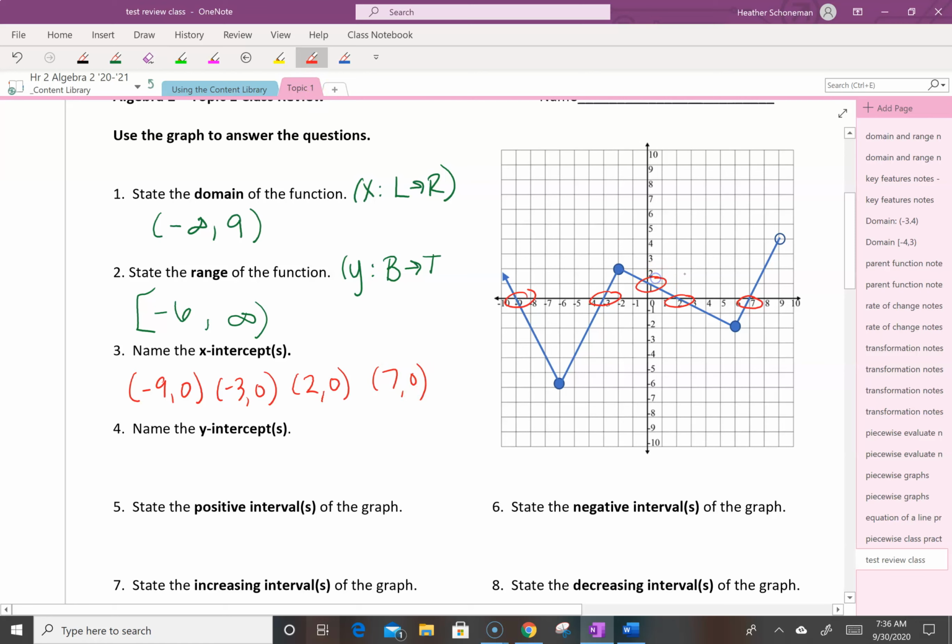We only have one y-intercept. The y-intercept is (0, 1). Okay? When you're writing x-intercepts, it should always be some number, comma 0. And when you're writing y-intercepts, it should be 0, comma some number.